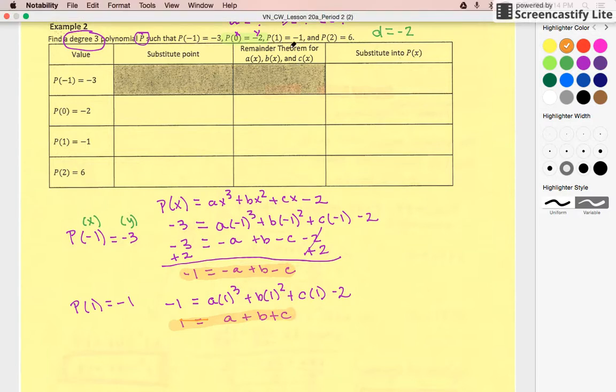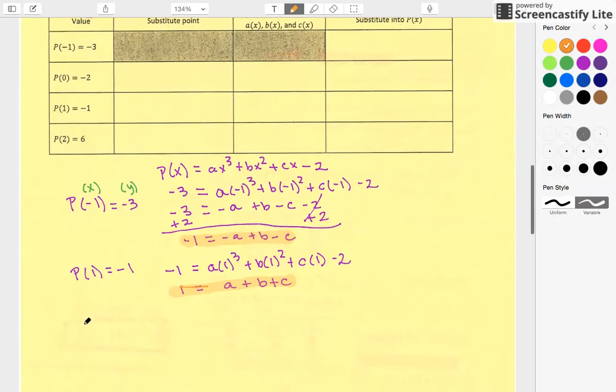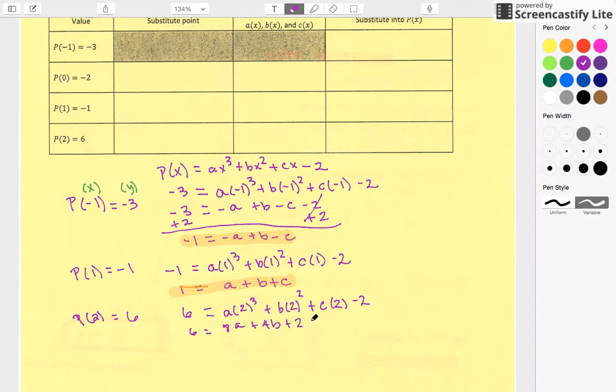Okay, and you do it one more time for this last point. So we have P of 2 equals 6. When you do the same thing, you have your output as 6, and then you substitute, and you should have a times 2 to the third power plus b times 2 to the second power plus c times 2 minus 2. And when you simplify, you should get something that looks like this. I'll work this one out a little bit more. 8a plus 4b plus 2c minus 2.